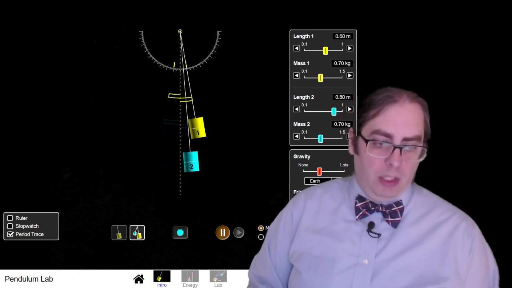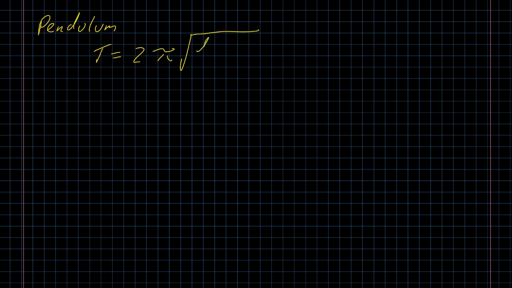So if I jump back to my notes here, I can write out that for a pendulum, the period is 2 pi times the square root of L divided by G, where L is the length of the pendulum. All right, so it's the distance between the point where it's pivoting and the center of mass of the bob at the end of the pendulum.